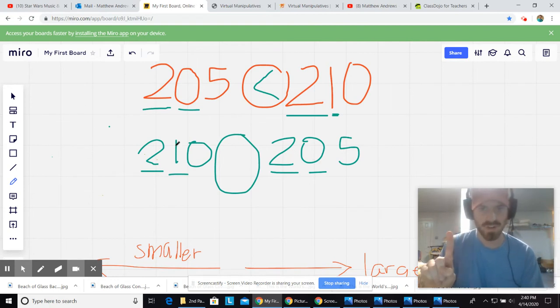210 has one extra 10. 205 does not have an extra 10. It definitely has a 10, but not an extra 10. So I would draw my gator mouth eating 210 because it's a larger number. So my gator mouth would be eating 210. So I would read this as 210 is greater than 205. Since my larger number came first, I would say 210 is greater than 205.